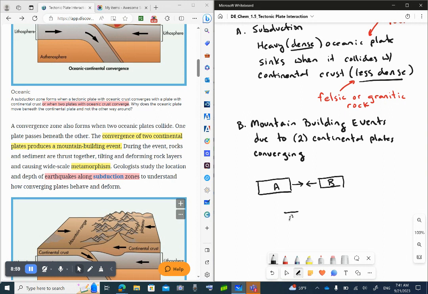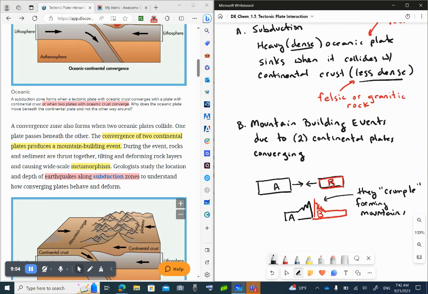Plate A crumples up, and plate B, let me just change plate B to a different color just so we can appreciate that. Plate B also does that. And we have this crumpling effect. They crumple together, forming mountains.